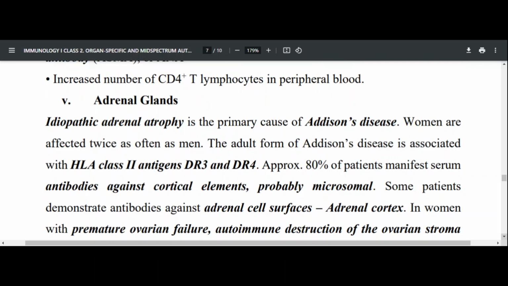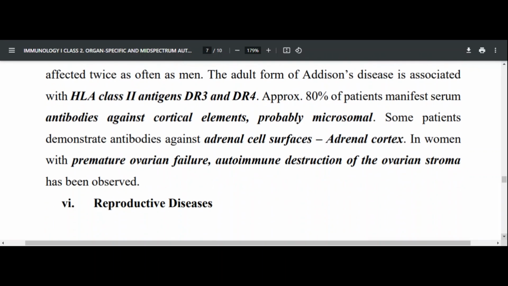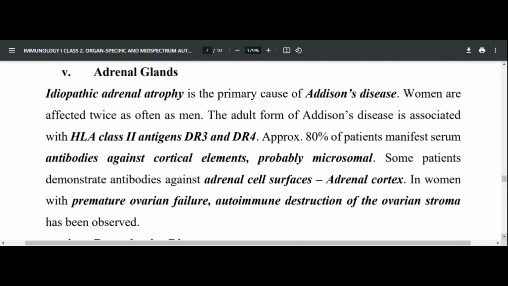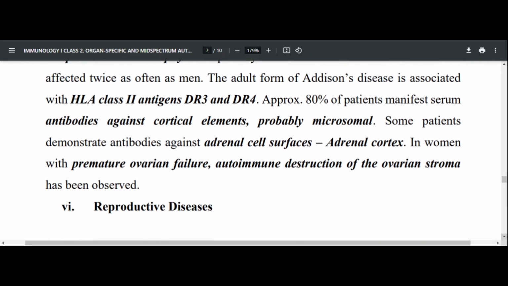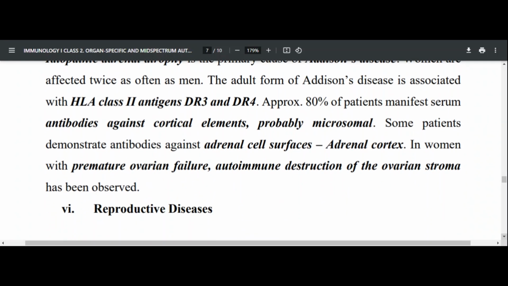So 80% of patients will manifest serum antibody against cortical elements, and sometimes others manifest antibodies against microsomal antigens. Some patients will also demonstrate antibodies against adrenal cortex. So those are all possible antibodies that can be shown in adrenal gland conditions. In women with premature ovarian failure, autoimmune destruction of the ovarian stroma can also be seen in this screening.